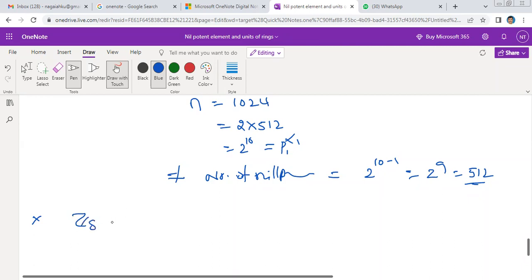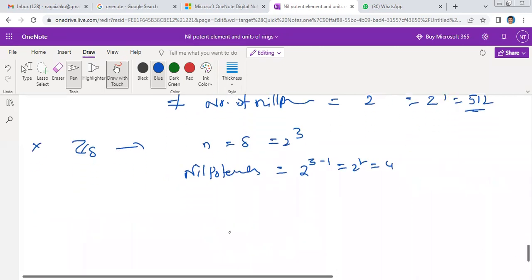In Z8, how many nilpotent elements? n is equal to 8, that is 2 cubed. 0 squared is equal to 0, so 0 is nilpotent. 1 to the power n is never equal to 0. 2 cubed is 8, which is 0. Am I right? Yes, sir.